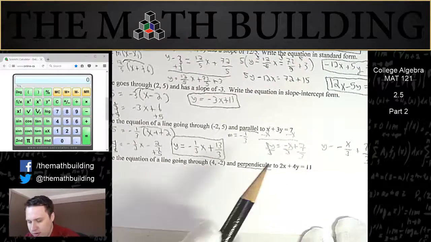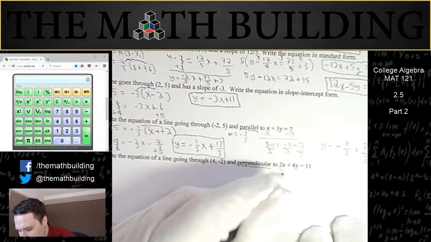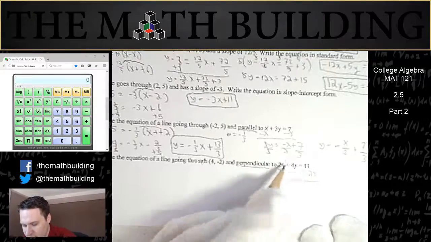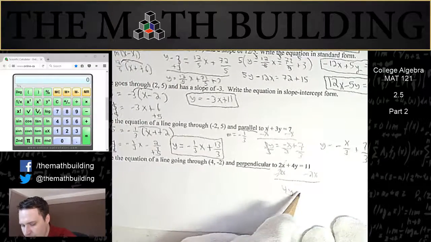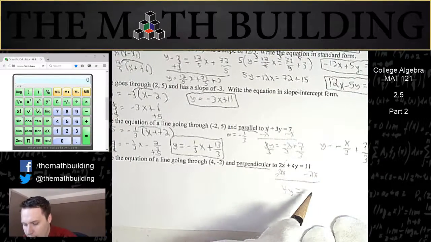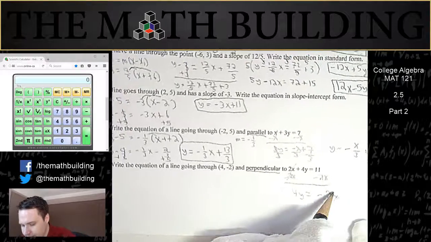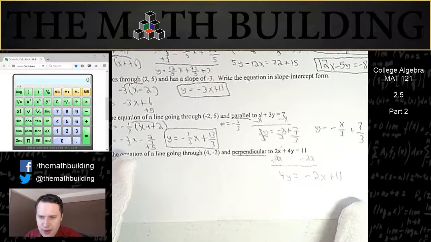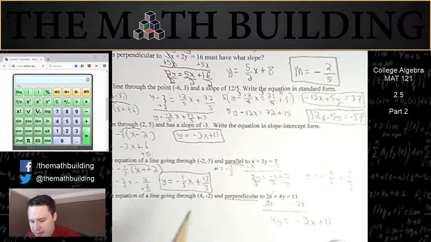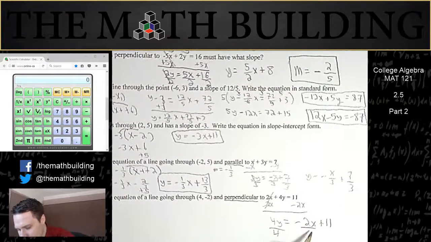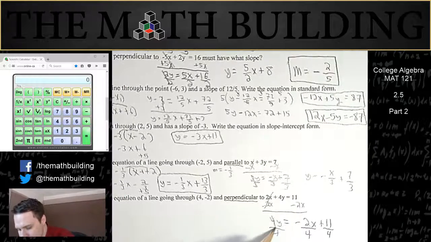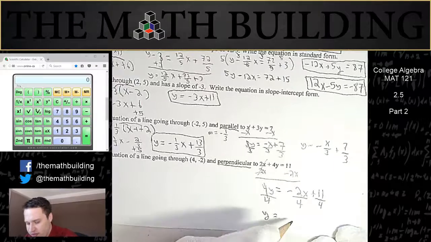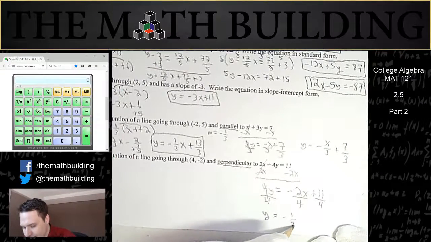So again, we need to figure out the slope of this. So subtract 2x. We need to put it in slope-intercept form to figure out the slope of this line. So we get 4y equals, I would put the x term first, negative 2x plus 11, and then divide by 4. So let's go ahead and reduce this. Negative 2/4 is the same as negative a half.